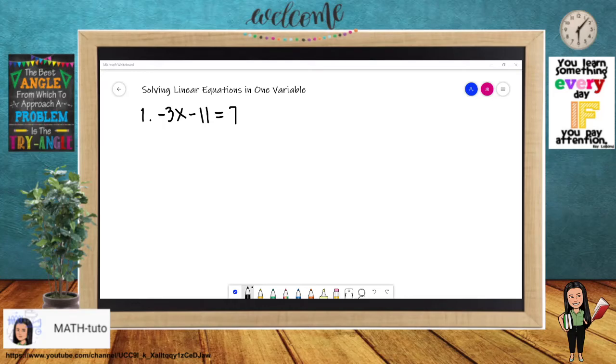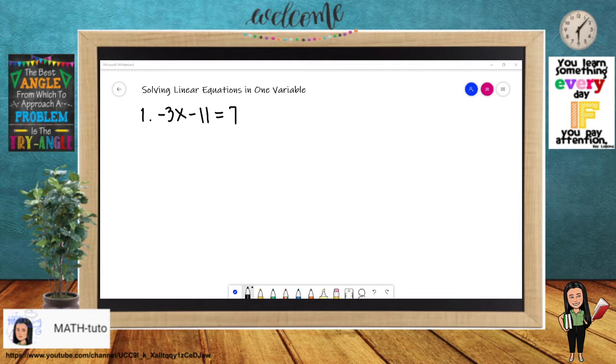Hello everyone! In this video, we are going to solve linear equations in one variable. The first thing that we need to do is to simplify each side of the equation if needed. In doing that, we can apply the distributive property and also combine like terms. Next, we apply the addition property of equality so that all the variables will be on one side of the equation and all the constants will be on the other side.